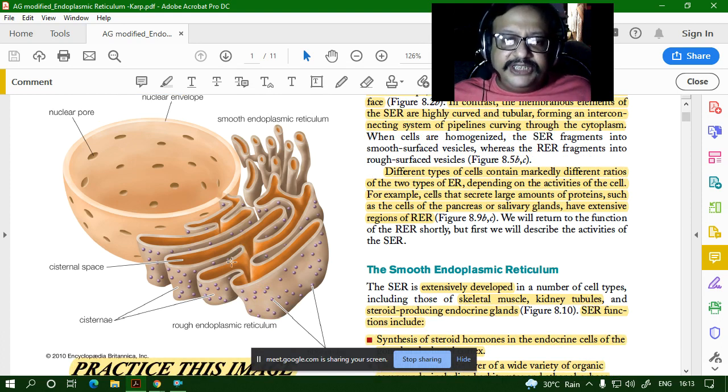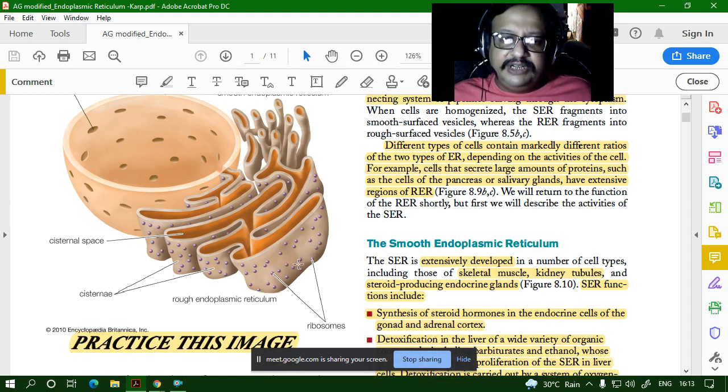You have essentially two types of endoplasmic reticulum. The first is the rough endoplasmic reticulum, and the second is the smooth endoplasmic reticulum. On the rough endoplasmic reticulum, you see lots of ribosomes attached. On the smooth endoplasmic reticulum, you don't see them.